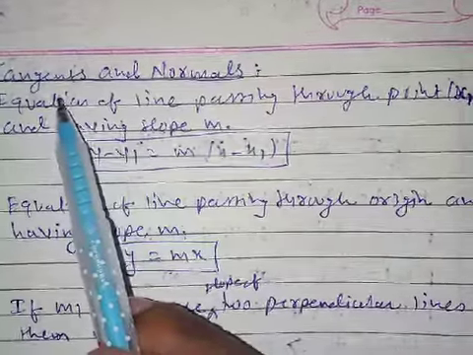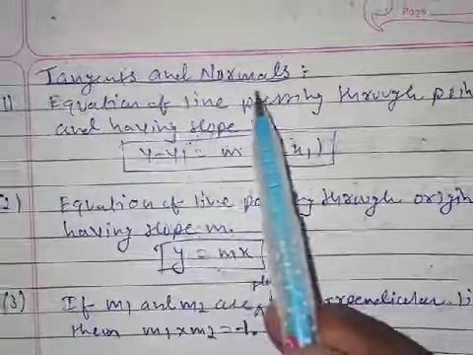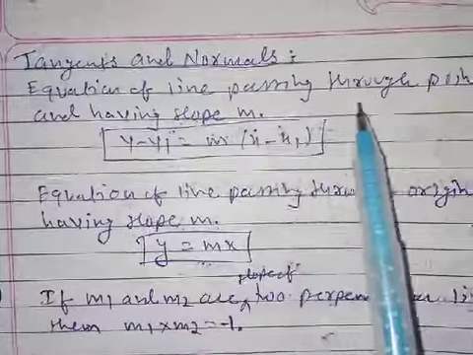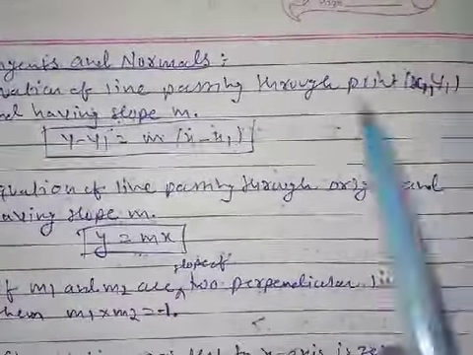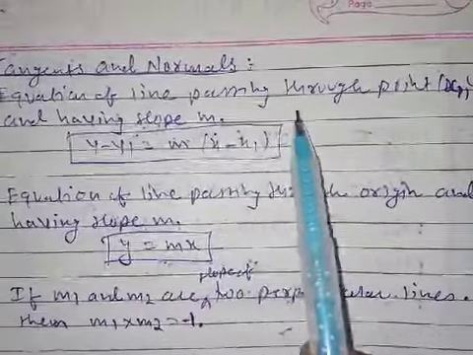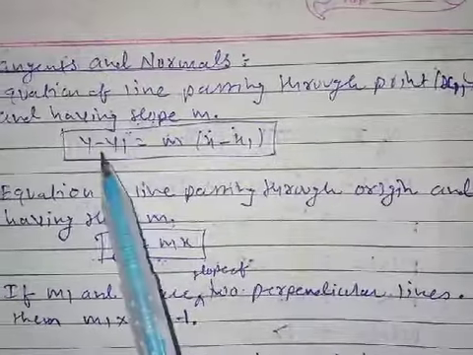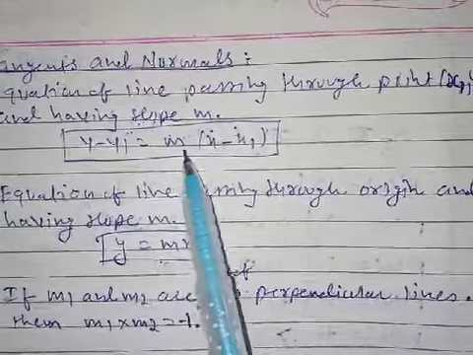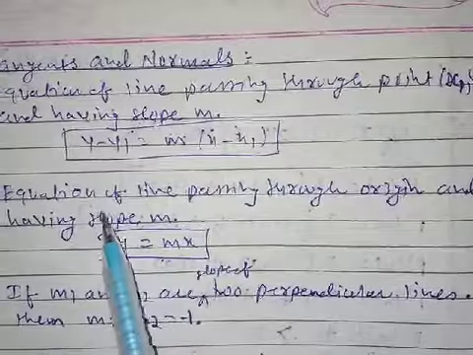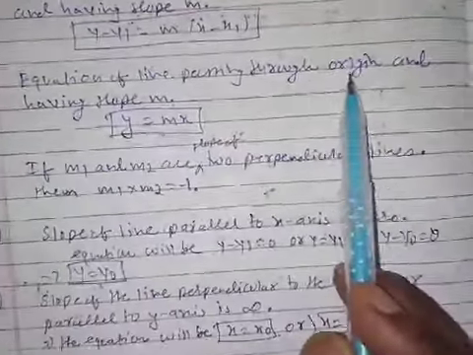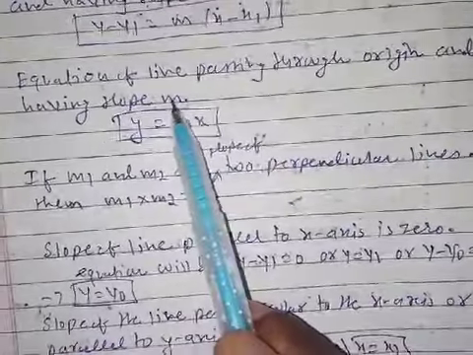Start with tangent and normal. Equation of the line passing through the point x1, y1 having a slope m. We know we did it in 11th standard: y minus y1 is equal to m(x minus x1). Second, equation of the line passing through origin and having a slope m.